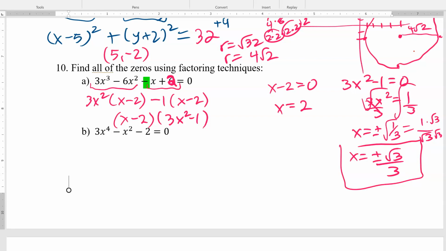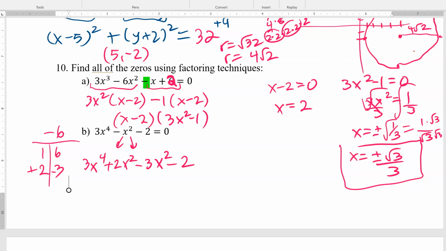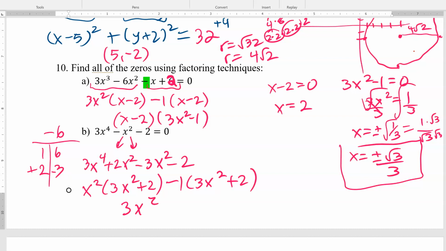Next one is quadratic in nature, meaning I can try AC factoring on it. 3 times 2 is 6. Negative 6 there. Factors that make a negative 1. 1 and 6 doesn't work. How about 2 and 3? To make a negative 1, 2 is positive, 3 is negative. We split this: 3x to the fourth plus 2x squared minus 3x squared minus 2. If I've done this right, we now have four terms. These two have x squared in common, leaving us with 3x squared plus 2. These two have a negative 1 in common, so factor that out, leaving us with 3x squared plus 2. So factoring this, I basically have 3x squared plus 2 times x squared minus 1.